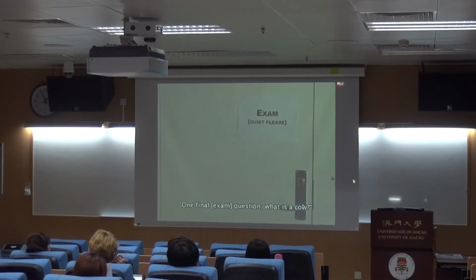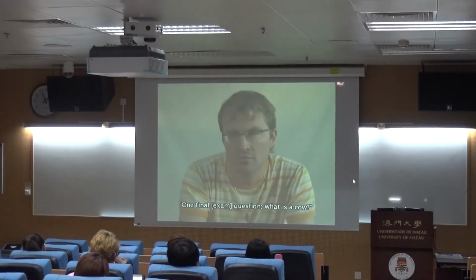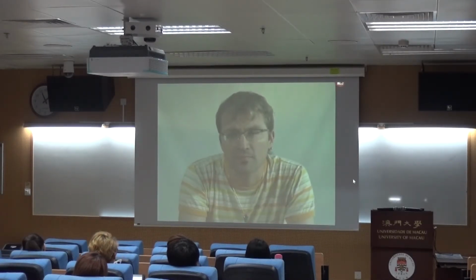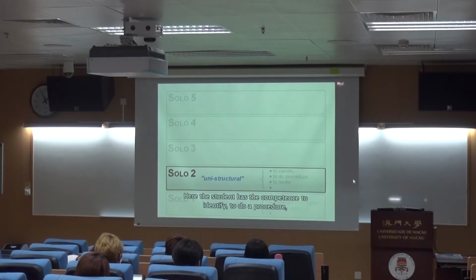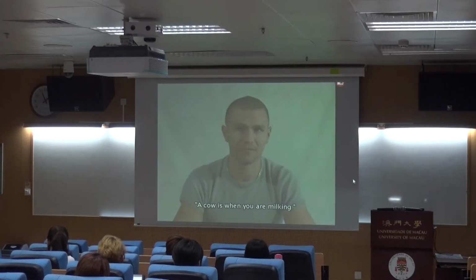One final question. What is a cow? Level two is known as the unistructural level, where a student will focus on one relevant aspect only. Here the student has the competence to identify, to do a procedure, and or to recite. A cow is when you're milking.